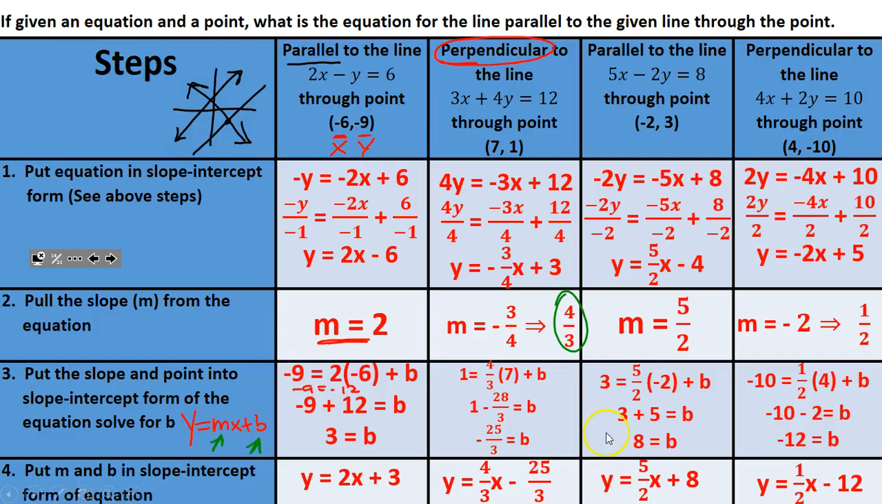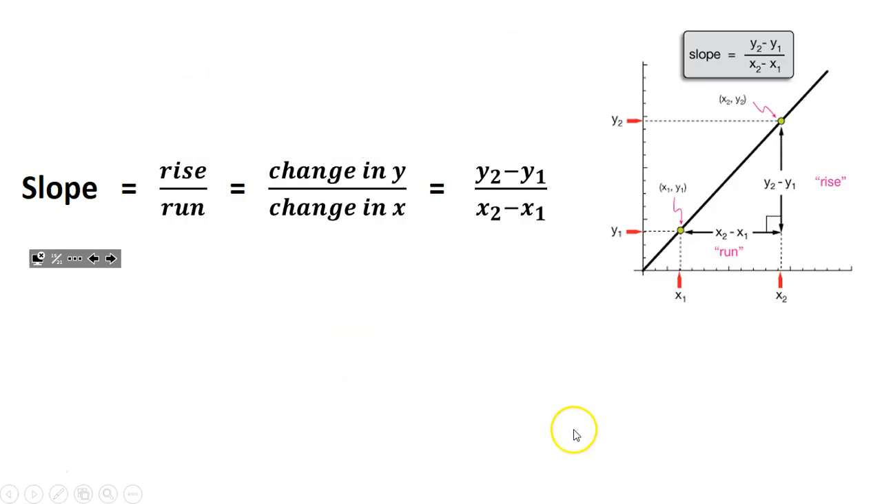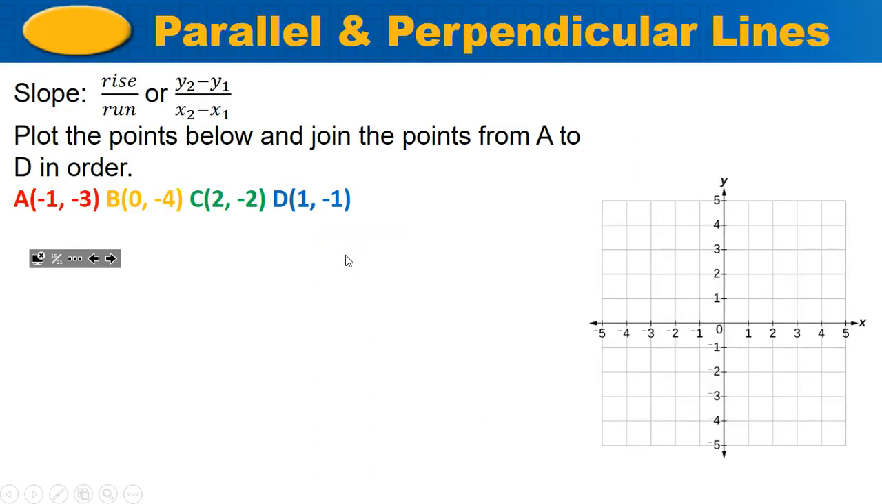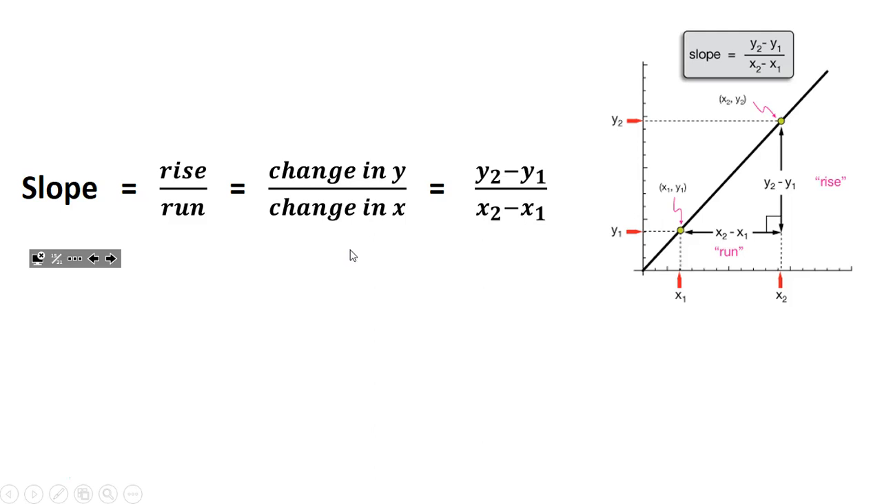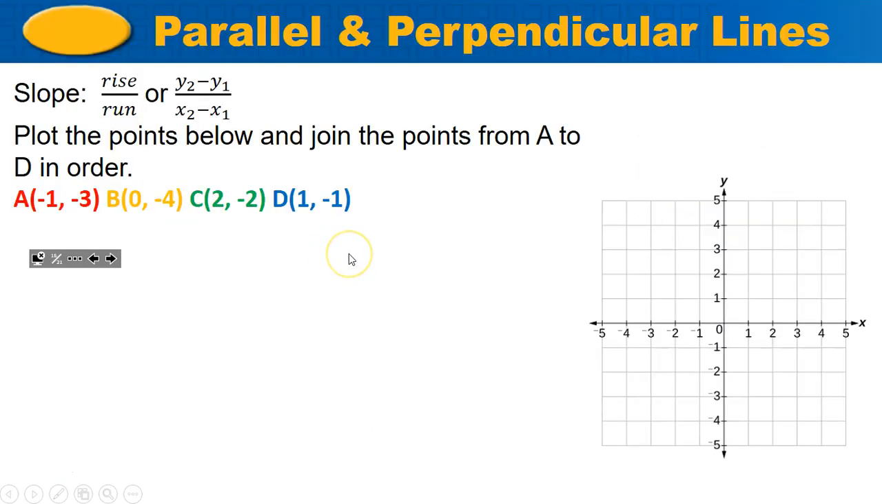Okay. So our next thing we're going to do is I'm going to remind you guys about slope is rise over run because we're going to use it here in a minute, okay? That's our equation. All right, so now I want you guys to go ahead and plot these 4 points, A, B, C, and D. So there's our A at -1, -3. There's our B at 0, -4. There's our C at 2, -2. And there's our D at 1, -1, okay?